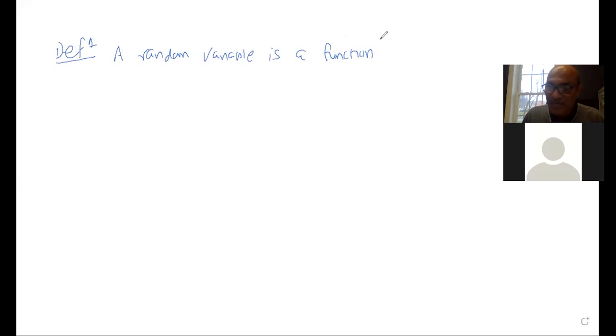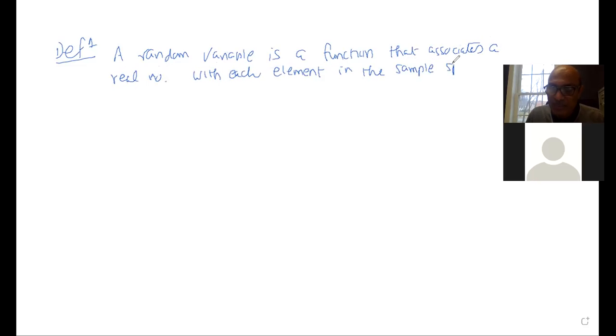So it's a function that associates a real number with each element in the sample space. That means this is my domain, but in terms of a random variable, this is my sample space. So sample space.